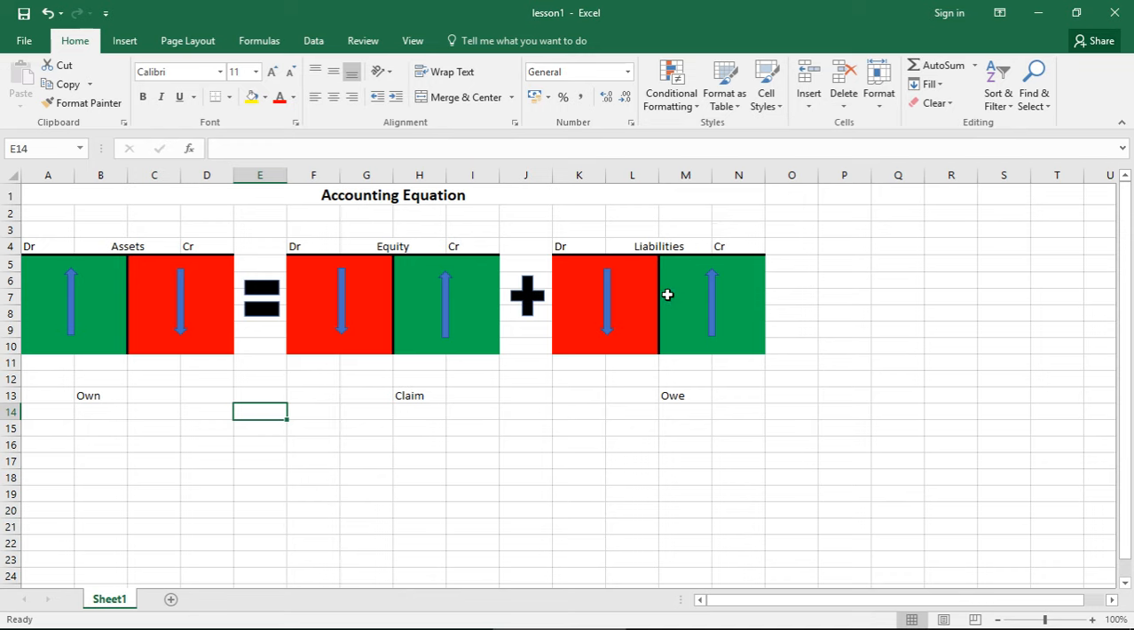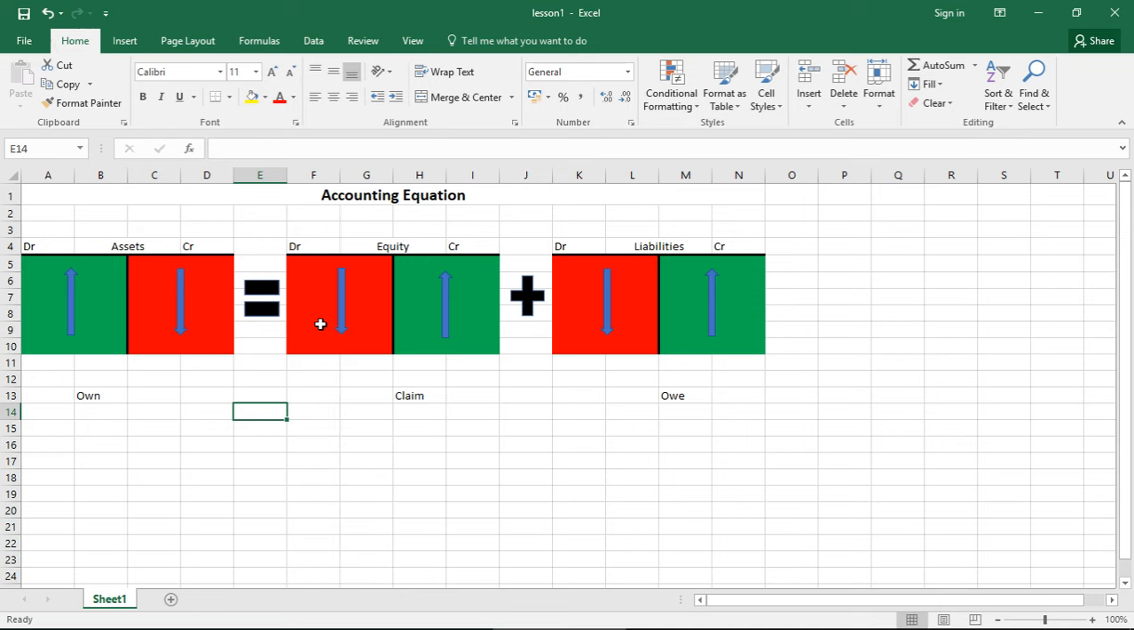So if we can identify it's an asset, and we know it decreases our assets, then we know we put it on the credit side. And so forth for equity and liabilities. So the accounting equation is simply a foundation, but it's a very good foundation you can lay for your accounting journey. Whatever you're going to do in accounting, whether the financial statements or whatever, you'll always refer back to the accounting equation.